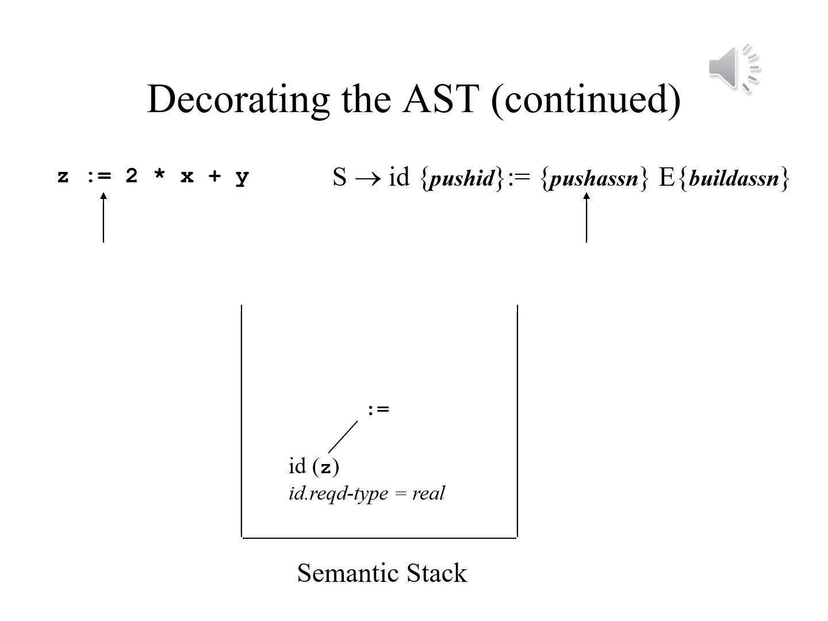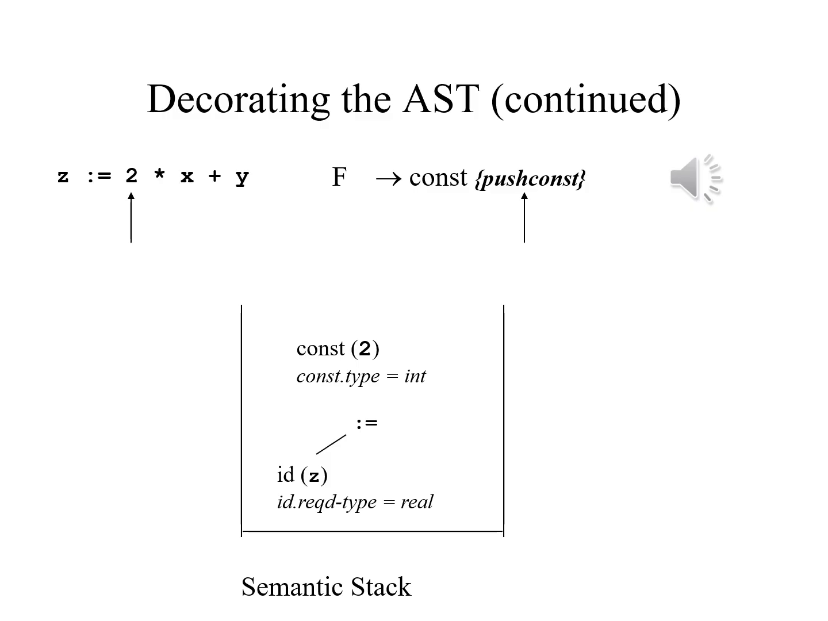We're going to take another look through creating the abstract syntax tree we did before for the statement Z is set equal to 2 times X plus Y. When we get to the action push identifier, you'll notice here that we indicate that the type that is required for it is real. As we push the assignment operator on, having the identifier as its left child, there are no additional notations that need to be made at this time.